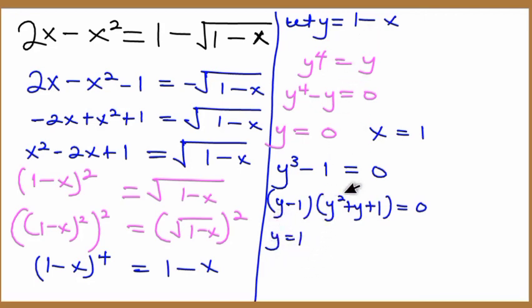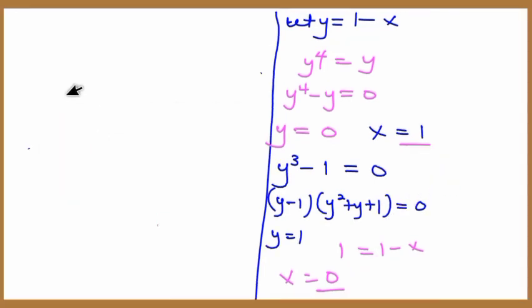So substitute it back into this equation. I'll have x equals 0. So that's another root. So putting it back here, I'll have 1 equals 1 minus x. So my x equals 0. So that's another value for x. So the value for x, we have 1 and 0. That's left with two sets of solutions.